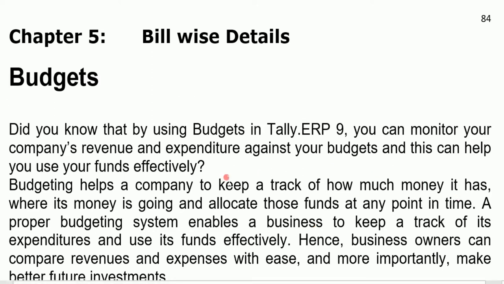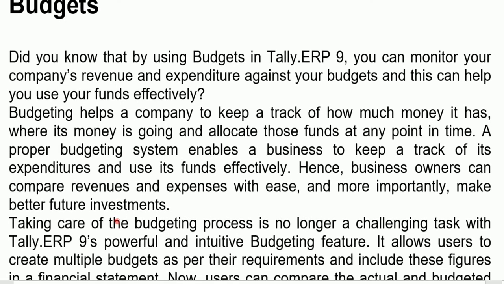In Tally, if we have one company, we can take the budget by using the budgets option in Tally. And here you can see the company's revenue and expenditure against your budgets, and this can help you to use your funds effectively. Budgeting helps a company to keep track of how much money it has and where its money is going, and allocate those funds at any point in time.